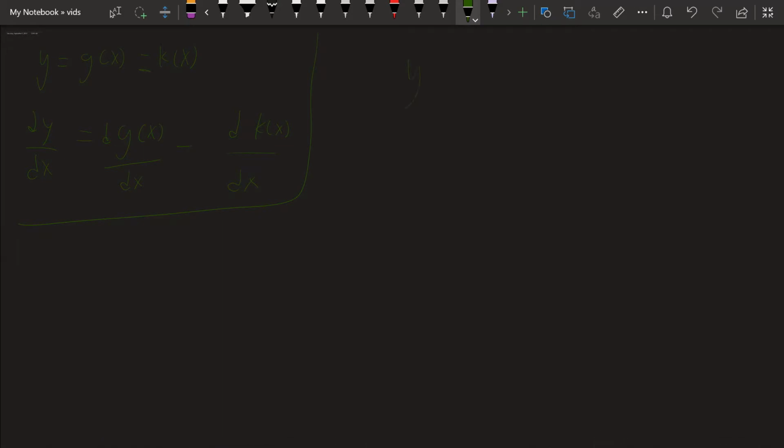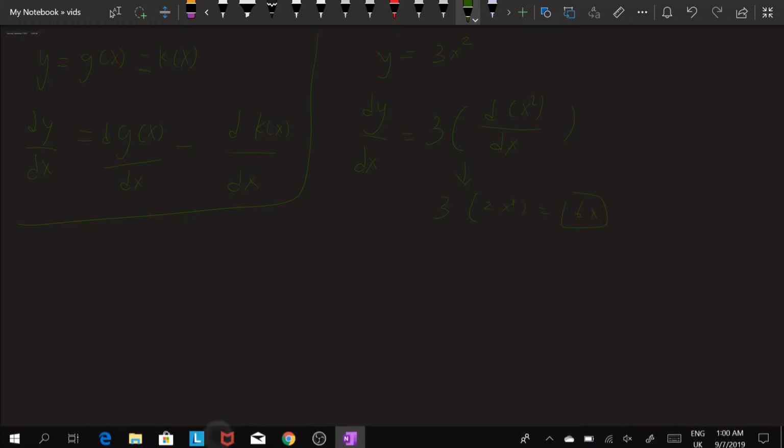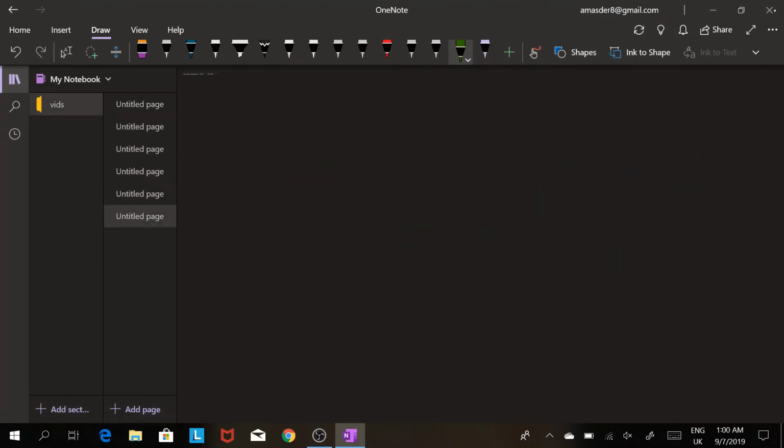Now guys, if we have a function y, and y is equal to 3x squared, for example, and we want to find the derivative, which is dy over dx, well, we can actually factor out the constant, and we can find the derivative of x squared with respect to x. And if you want, I'll show you the proof of that in a second. And it's just going to be 2x, and it's going to be 6x. That's the derivative of 3x squared. So let me show you the proof of that.